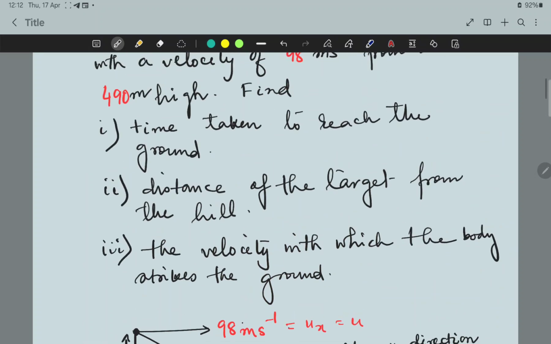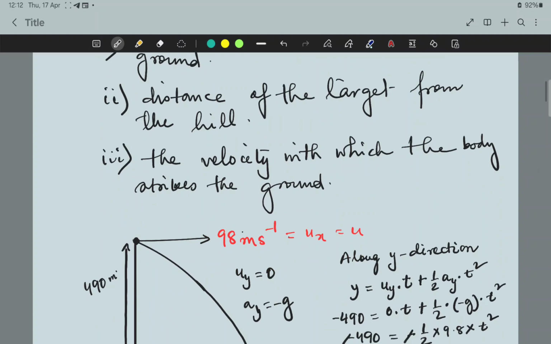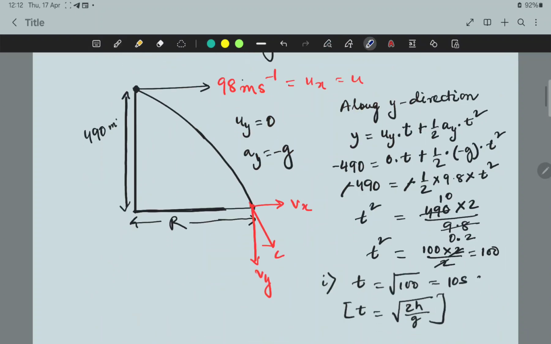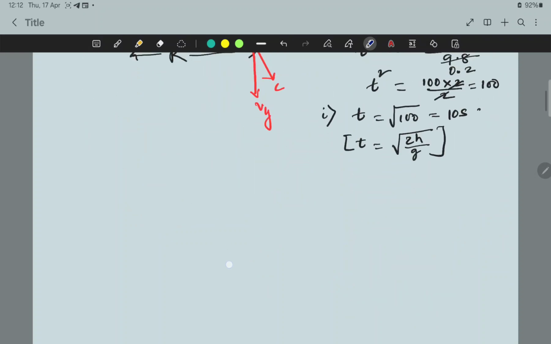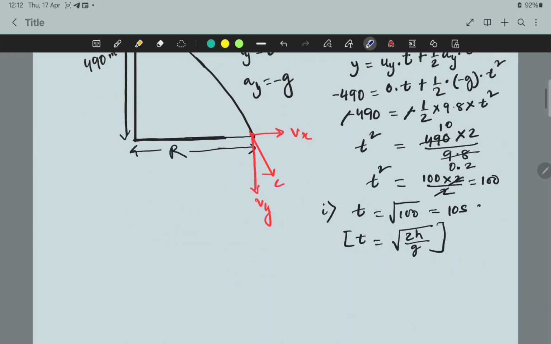Next is the distance of the target from the hill. So that means the range is asked. This is the target point and this is the base of the hill. So this distance is asked, which is nothing but the range. Now for range we have motion in the x direction. So number 2 is range. It is along x direction.